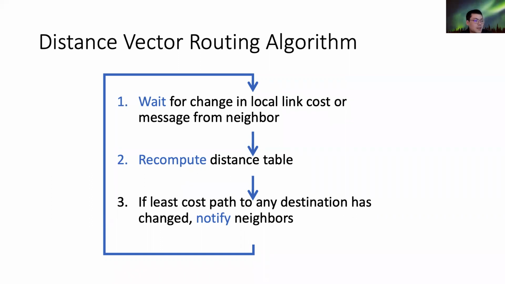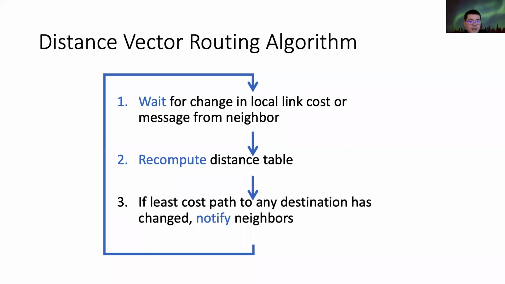So if there's any change in the network, or you receive any message from the neighbors, then you have to recompute the distance table because the distance changed. Previously, you were probably routing through that neighbor, but now that path no longer takes 1 second. It may take 10 seconds. Now you need to recompute. Maybe you take another path that takes 2 seconds. It's better. So if the least cost path to any destination has changed, then you need to notify neighbors.